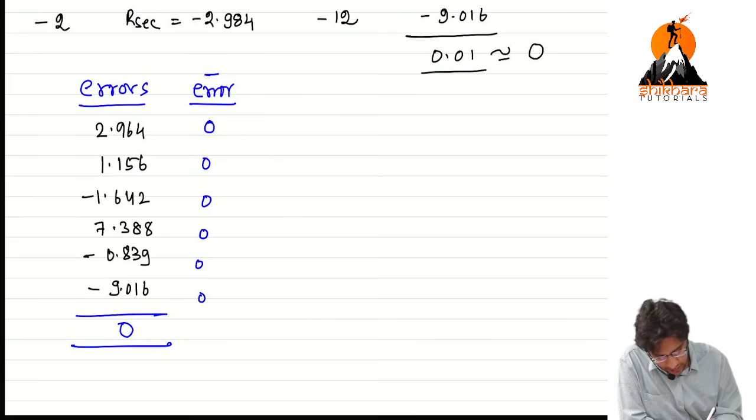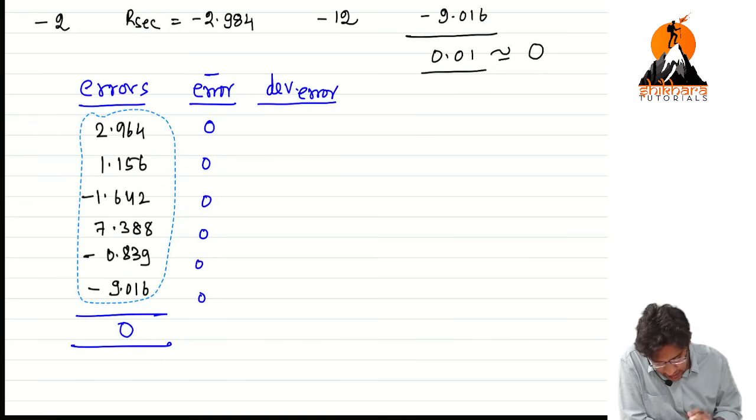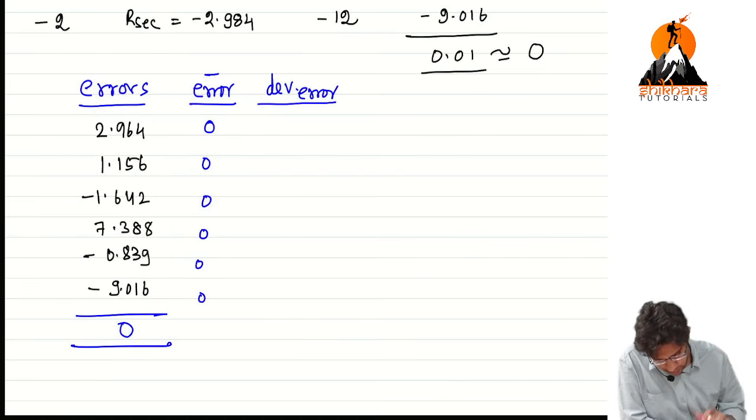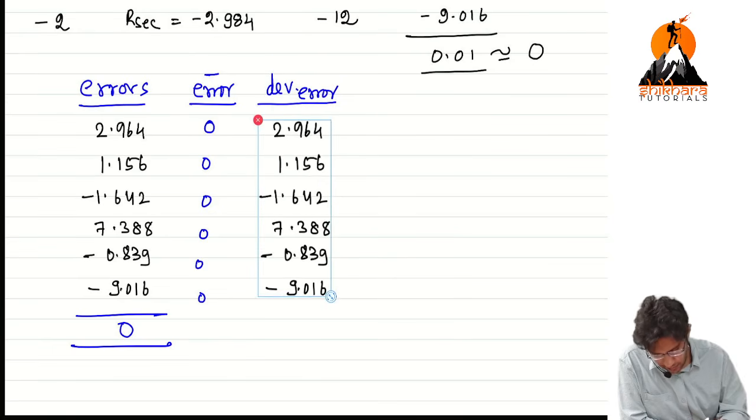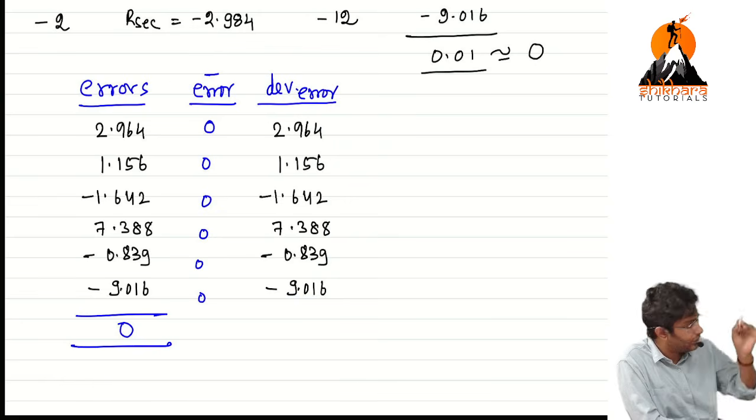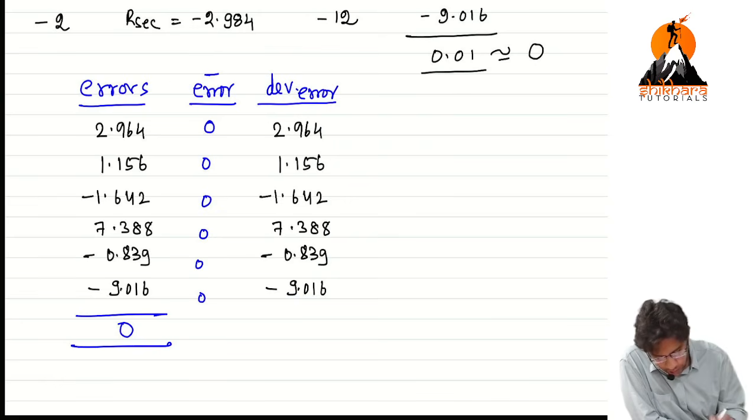Now, the deviation of error I want. It will be the same number only, no? Again the same numbers will come as they are, because the error mean is basically 0. Deviation of error, we got the same numbers. Now what do you do? You square the deviations.